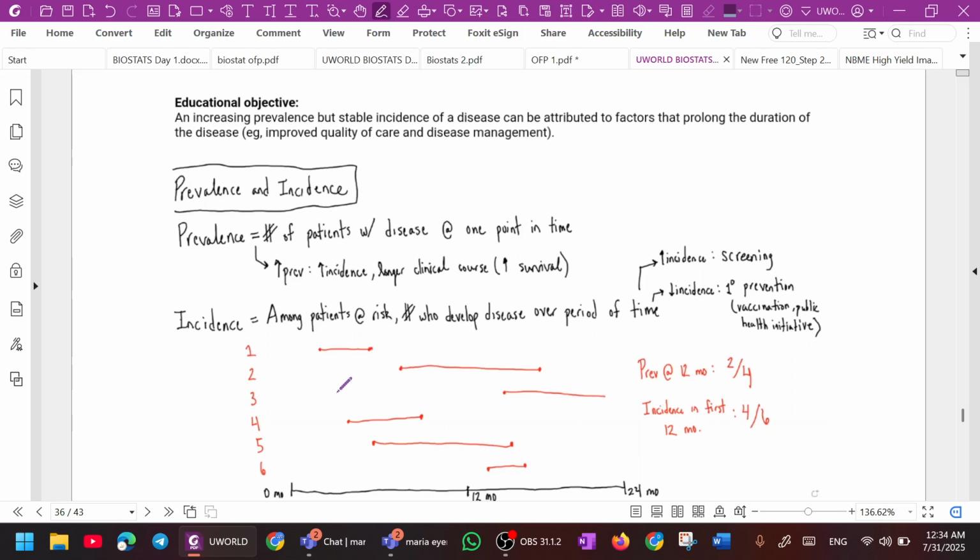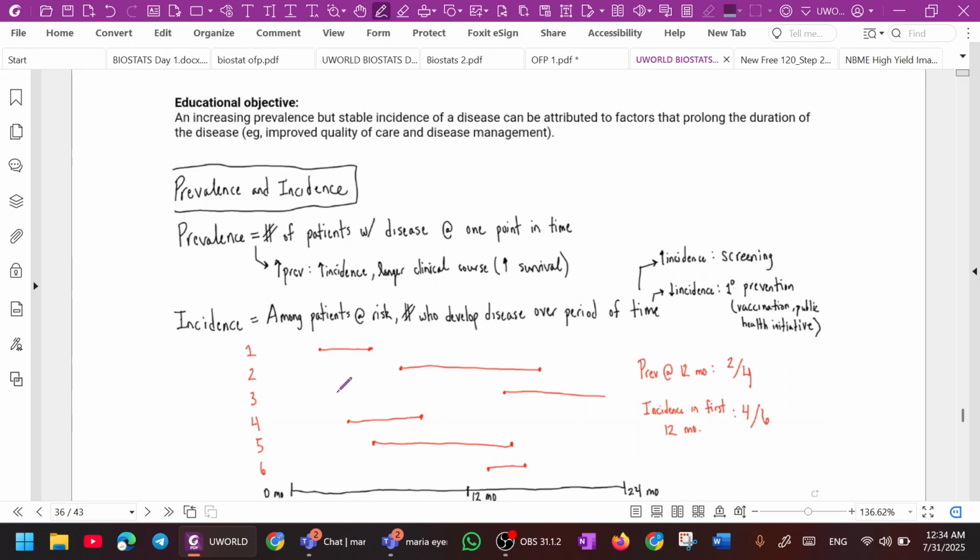You can increase incidence by screening more, I guess, and you can decrease incidence by preventing the disease from happening in the first place, by vaccination or public health initiatives. Or I remember he said you can increase the prevalence by increasing the incidence or by increasing the survival, so a good treatment. And here he was giving you an example.